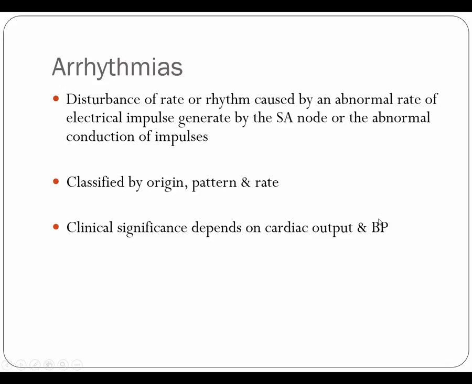Your patient may present with various arrhythmias, and basically all that means is a disturbance of the rate or rhythm caused by an abnormal rate of electrical impulse. So the SA node or somewhere else in the heart generates an electrical pulse, and you get an abnormal start of that electrical cycle. Depending on where it occurs, how fast it is, how slow it is, what the contraction looks like, and the rate will define them as different types of arrhythmias.